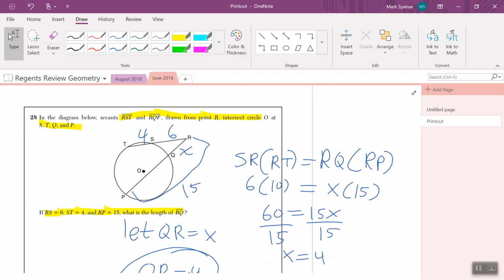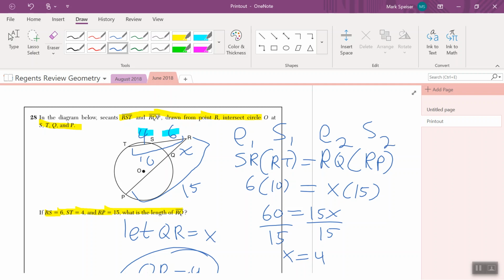Mark off your diagram. TS is 4. SR is 6. That makes the whole length 10. I'm just going to put the whole length in there. It's 10. And the length of RP, which is the whole length, is 15. The outer part is QR. So the formula is the external part of the secant, marked off with E, times the whole secant, S: E1 times S1 equals E2 times S2. So the external part of the secant times the whole secant equals the external part of the other secant times its whole secant.